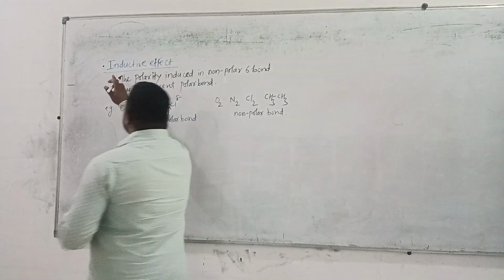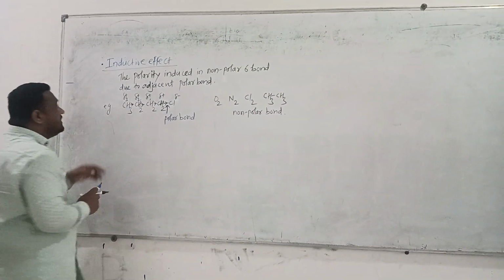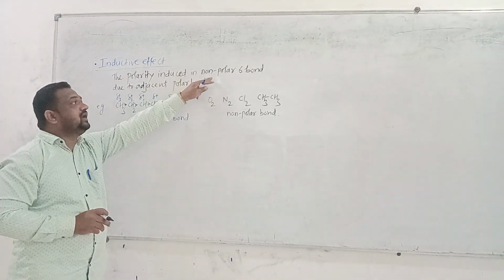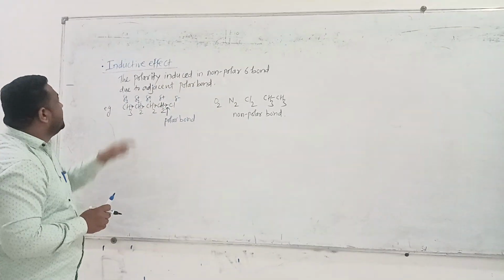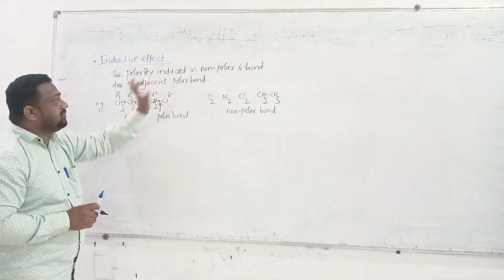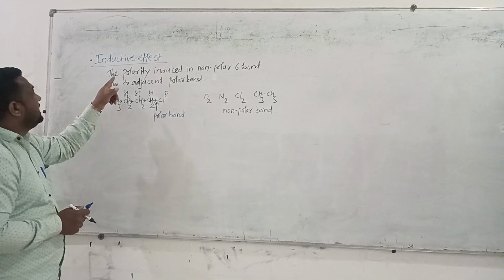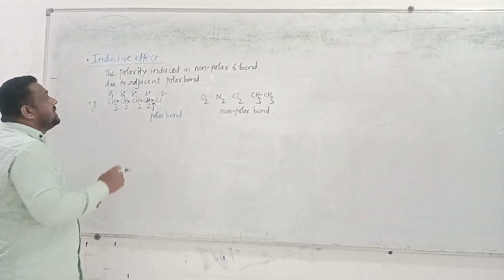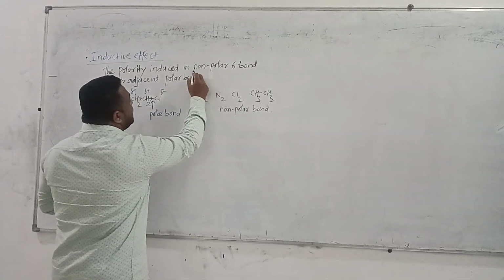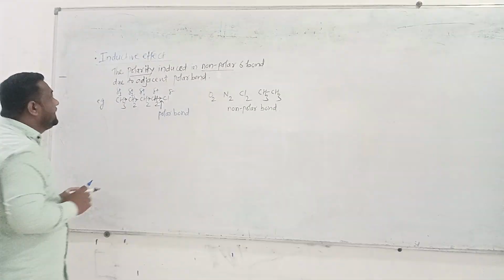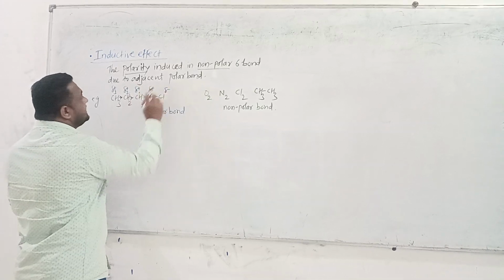First, the inductive effect means the polarity induced in a non-polar sigma bond due to adjacent polar bonds. Understand? Due to an adjacent polar bond, this is called the inductive effect. It means that polarity is induced in a non-polar sigma bond. Polarity is induced, correct? Due to an adjacent polar bond.